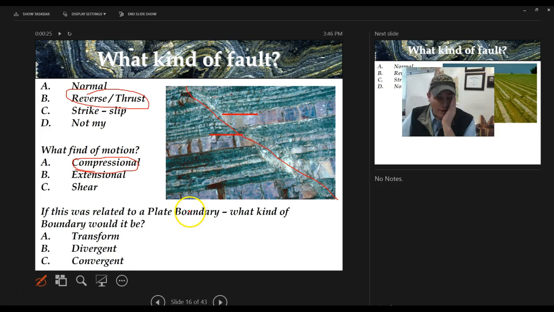Now, what kind of plate boundary? If this was a plate boundary, it's not. But if it was, what kind of plate boundary would this be related to? And of course, hopefully you know that if it's coming together, this is a convergent plate boundary, right? Okay, that makes sense to you?